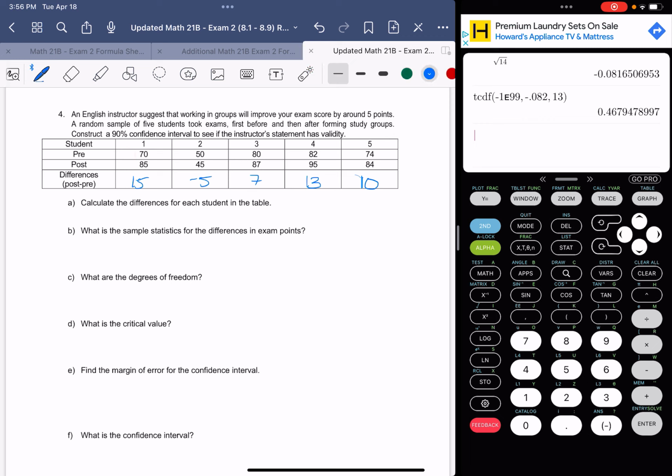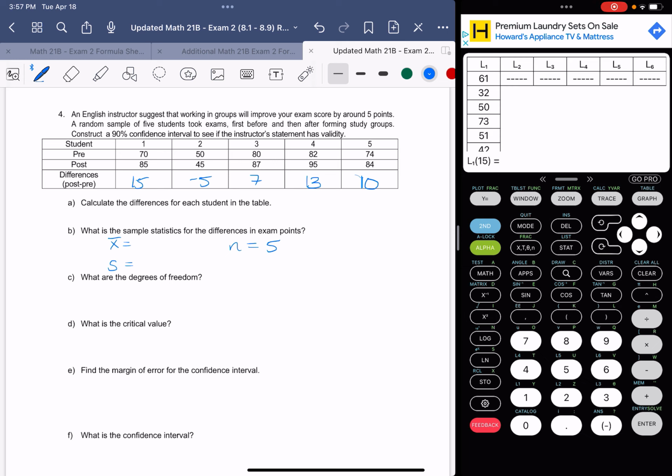Okay, part B, what is the sample statistics for the differences in exam points? So, sample statistics, we know that's our mean, the standard deviation, and then our sample size, right? Sample size is the easy part. Let's do that first. What's our sample size here? 5. Good. And then how do I find the mean and the standard deviation? In the calculator, right? Yeah.